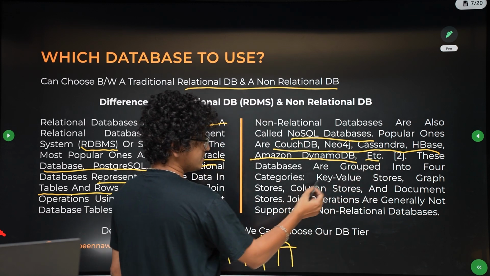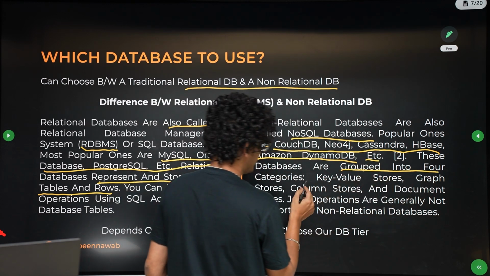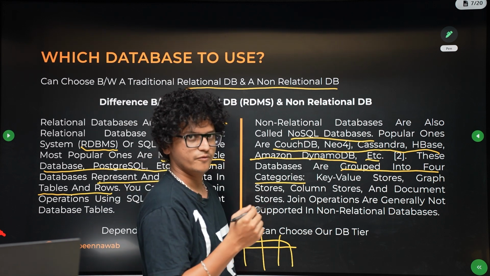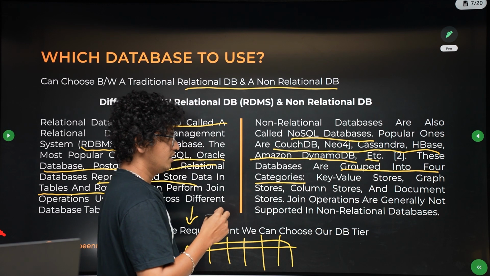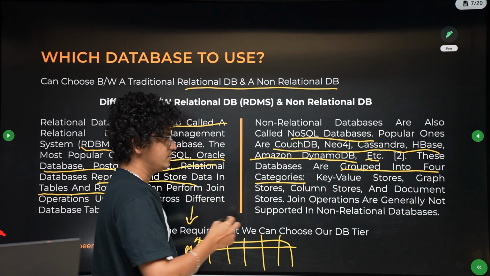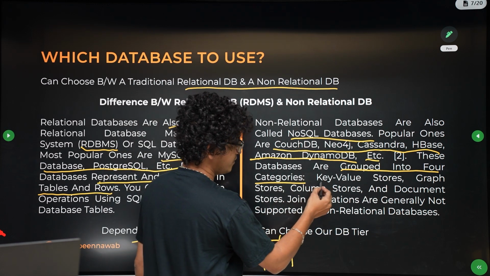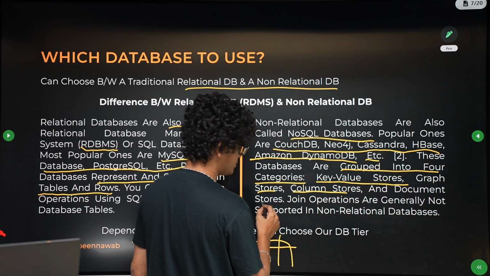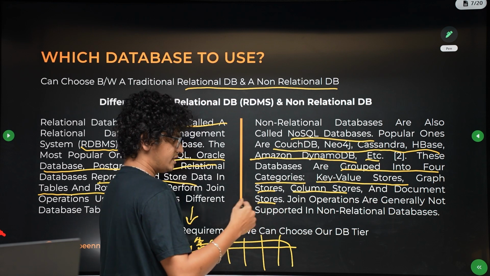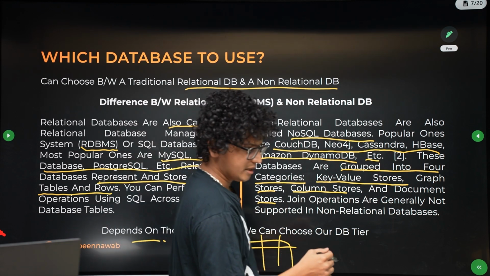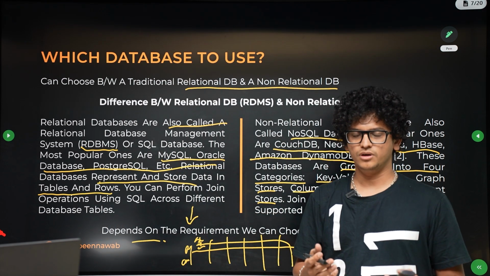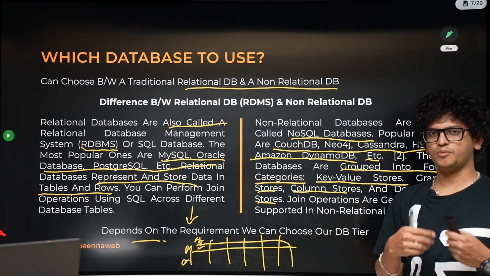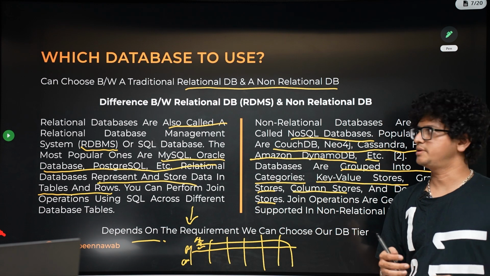These databases are grouped into 4 categories, as we already had seen in the previous videos as well. We have used the key value stores for designing the chat system as well. So these are the 4 categories: key value stores, graph stores, column stores, and document stores. Join operations are generally not supported in non-relational databases, but it depends upon your requirement, you can take the databases.